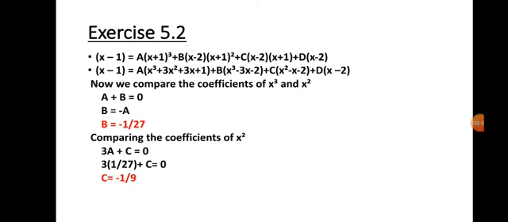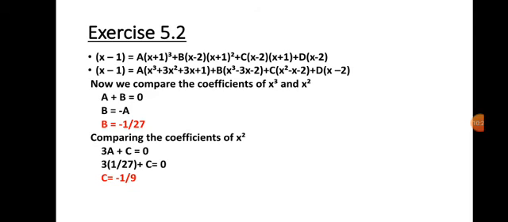Now we compare the coefficients of x cube and x square. Why are we comparing only the coefficients of x cube and x square? Because we need only two values. We have already obtained two values, so we only need two. That's why we are only comparing the coefficients of x cube and x square.